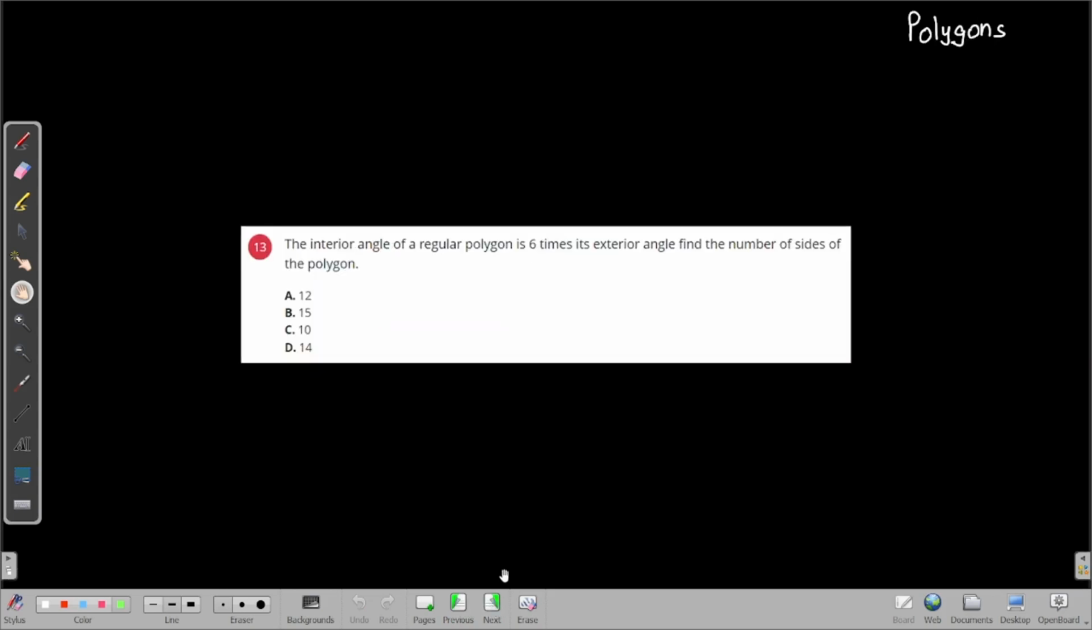Okay, we have a question on polygon here. We're told that the interior angle of a regular polygon is 6 times the exterior angle. Find the number of sides. So let's say the exterior angle is x. The interior angle is 6x, which is 6 times x.